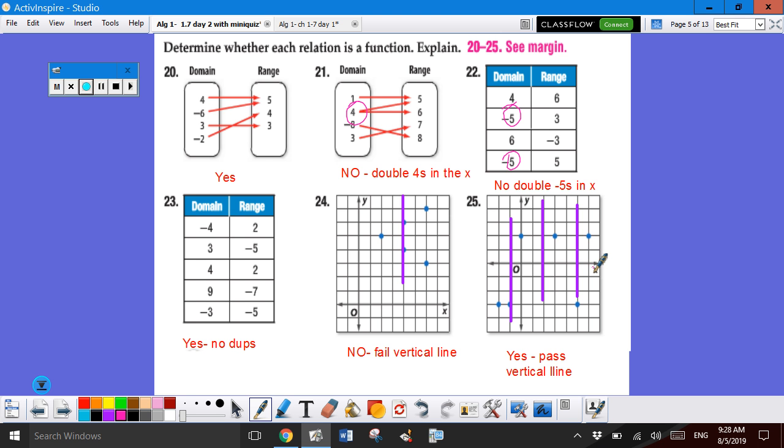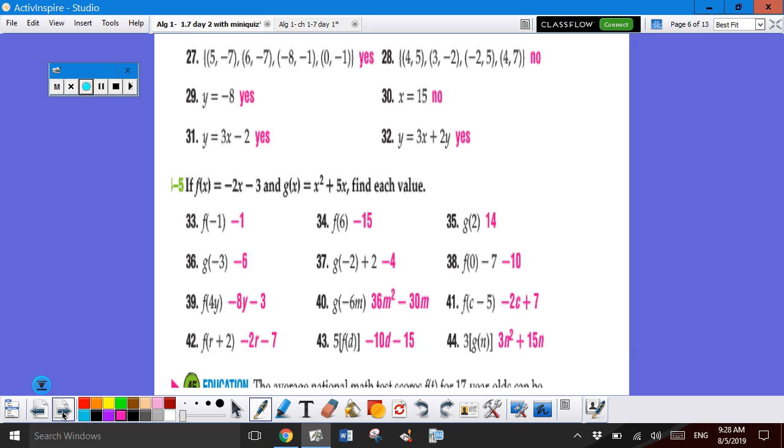So take a second and double check your homework. Pause here. All right, let's keep going. 27 is a yes, 28 is a no, 29 is yes, 30 is no.